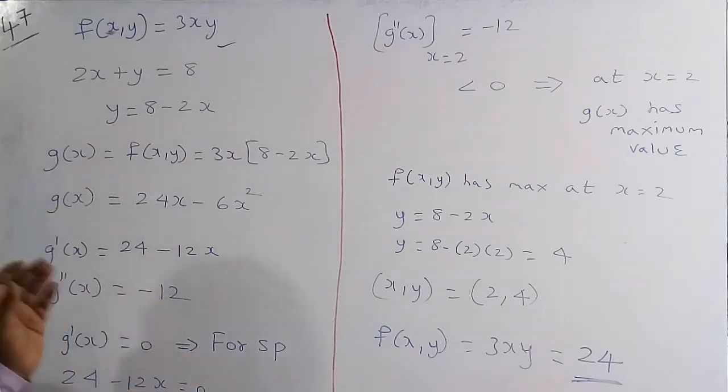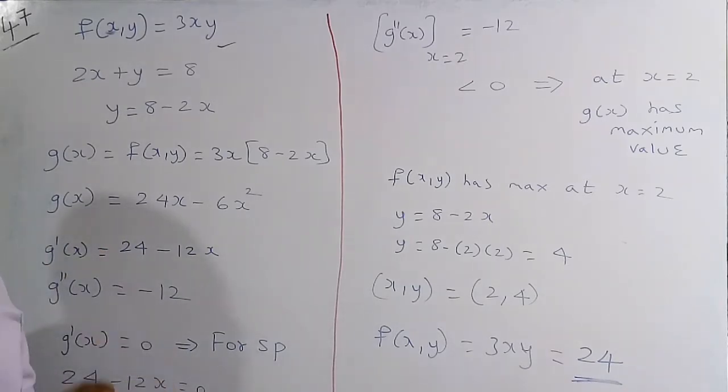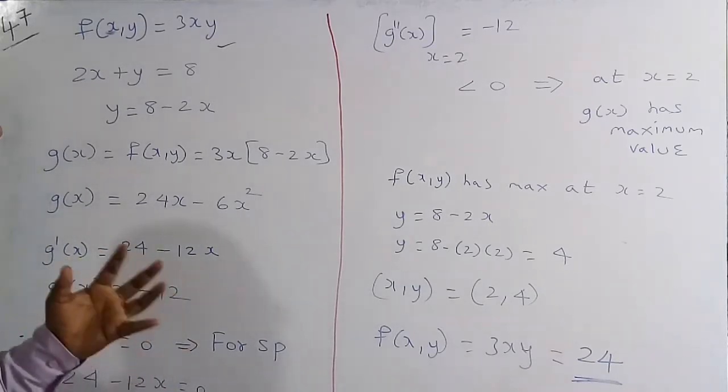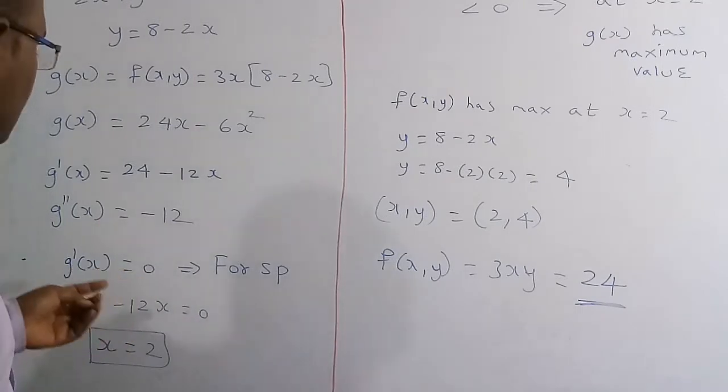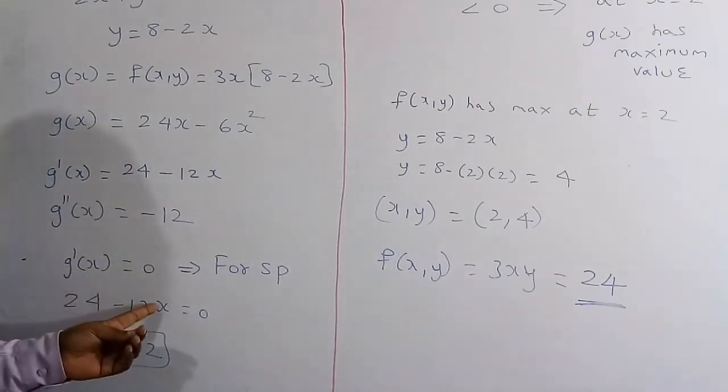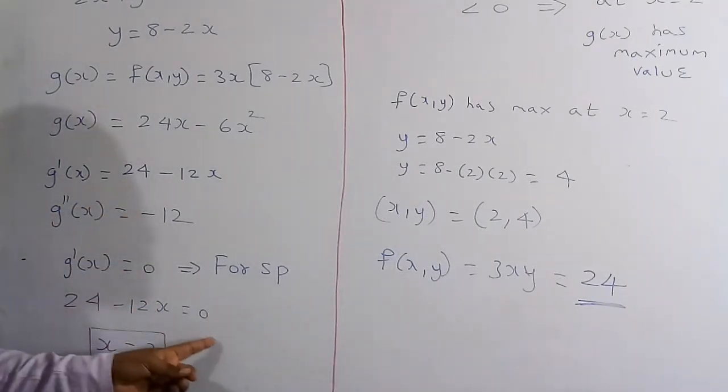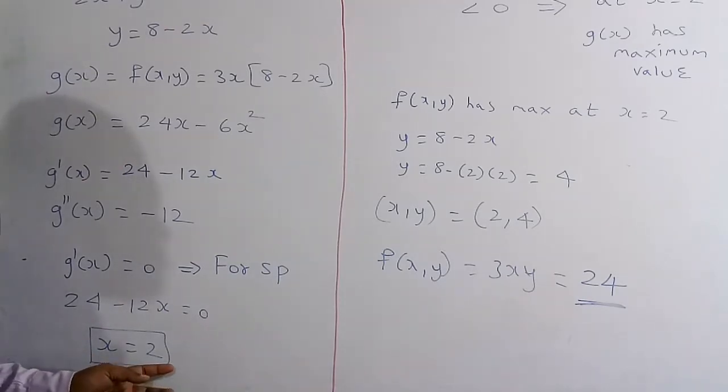If you equate the first derivative to 0, then only we are going to get the stationary point. So if you equate the first derivative to 0, which is 24 minus 12x is equal to 0, then we are going to get x is equal to 2.